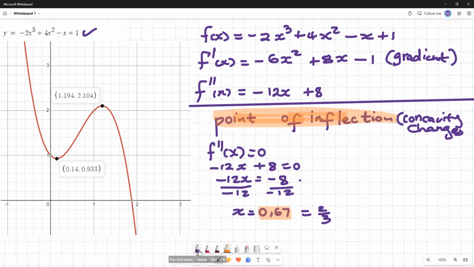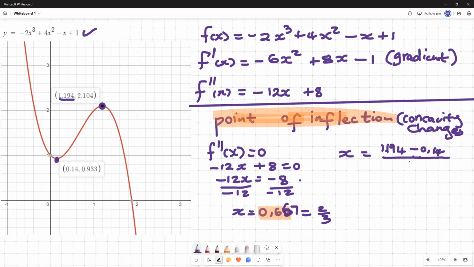I can show you the other way to do it, if we didn't want to use the second derivative. We could have said this: the x value on the point of inflection is always halfway between these x values. So you take the biggest x value on the turning point, 1.194, or they were doing 3 decimal places, let me also do 3 then, 1.194. And then you minus the smallest x value on the turning point, which is 0.14.